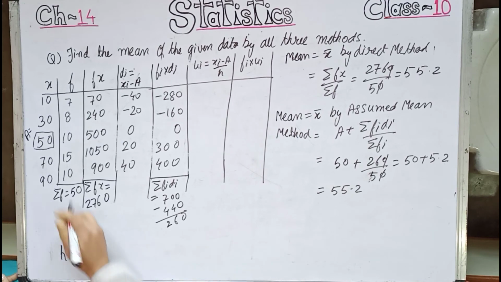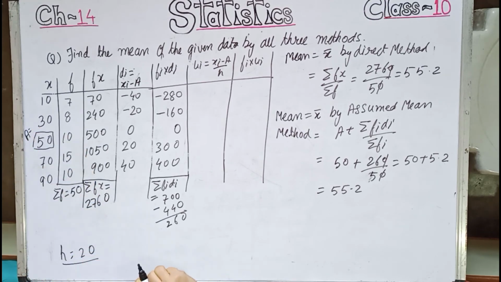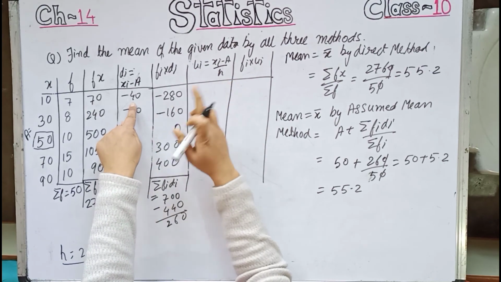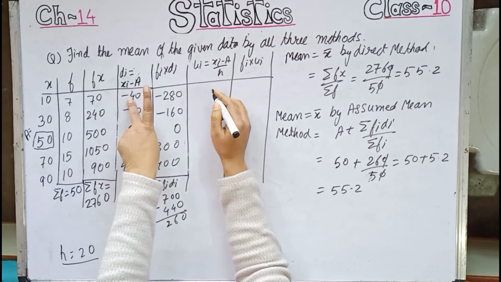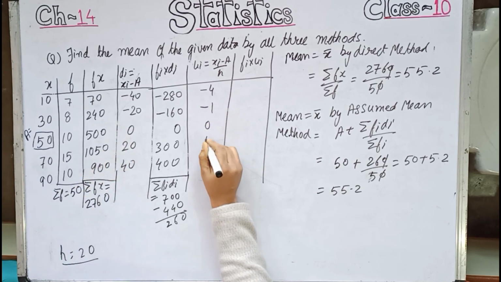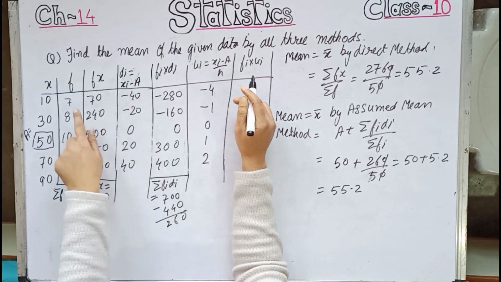Now ui equals xi minus a by h, and the h value is 30 minus 10, that is 20. If the class interval is not given, the h value, that is the width, will be equal to the difference between any two consecutive class marks. See over here. Now ui is xi minus a by h, and xi minus a we have already calculated, so no need to calculate it again. So minus 40 by 20 will be minus 2, minus 1, 0, 1, and 2. Okay, fi into ui.